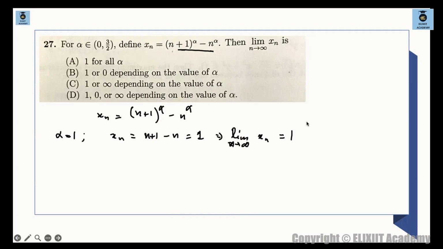Now we have to check whether this is 1 for all values of alpha or not. We have just taken one of the values of alpha, where alpha belongs to 0 to 3 by 2. We have to consider this interval as well. What about the remaining places like 0 to 1 or 1 to 3 by 2?